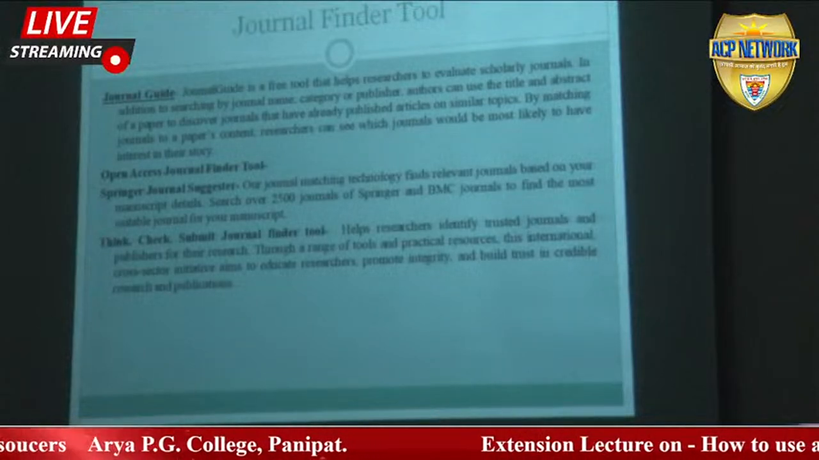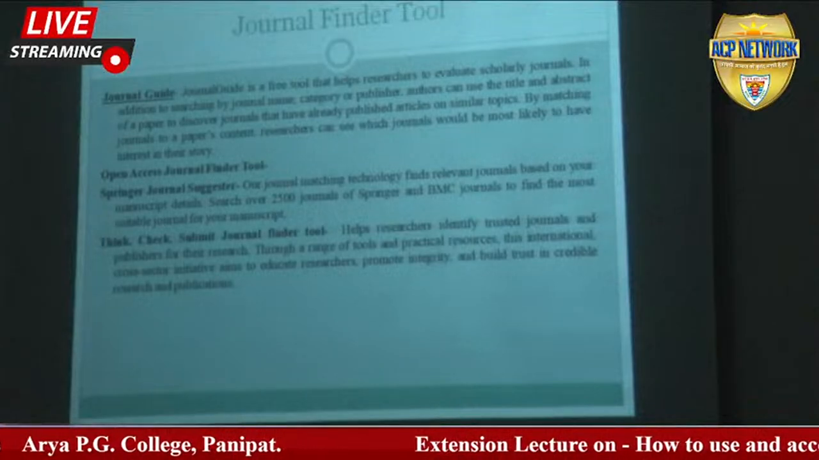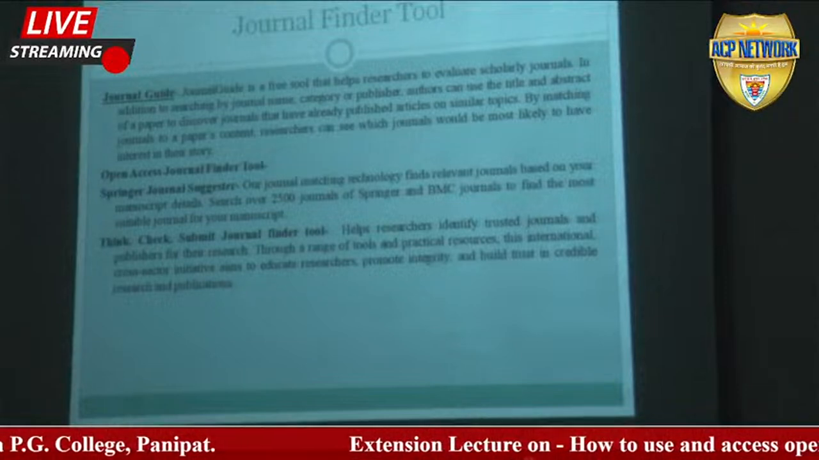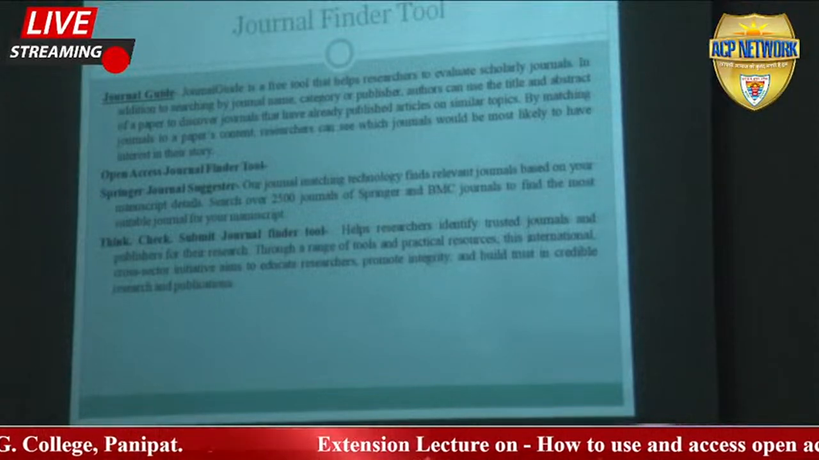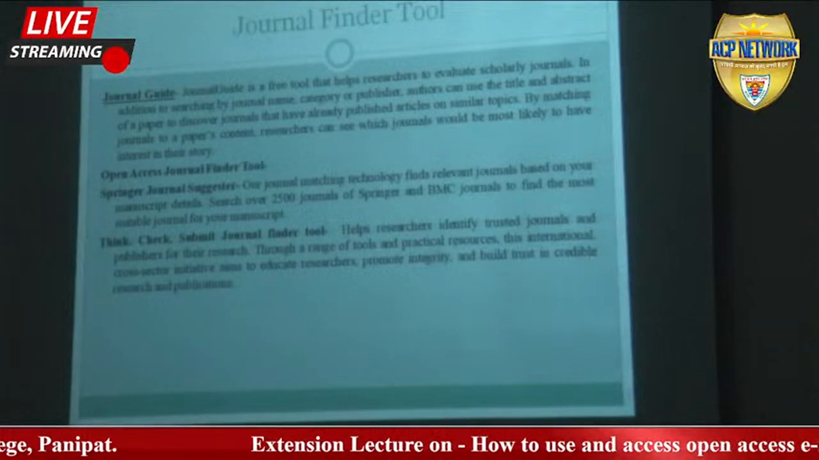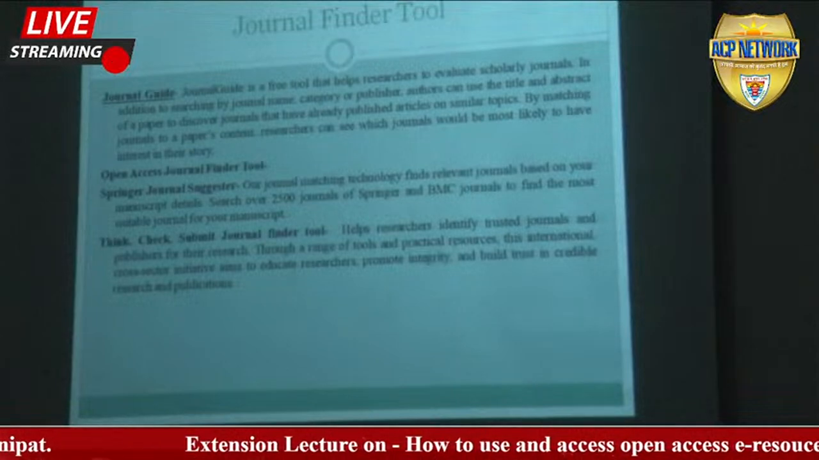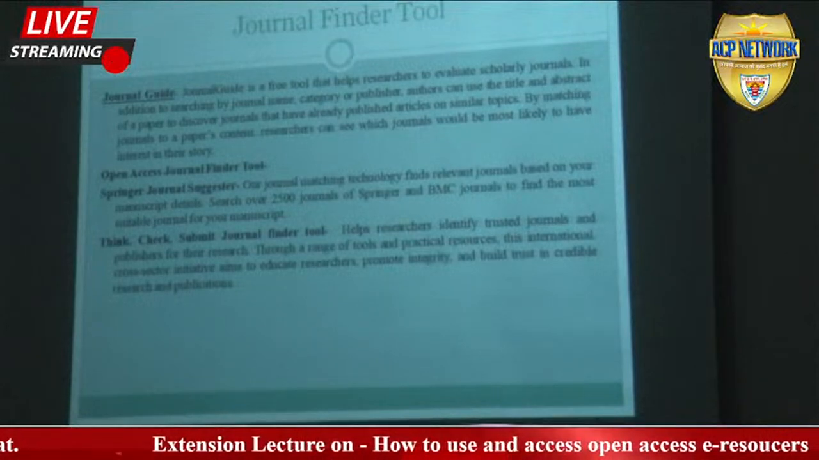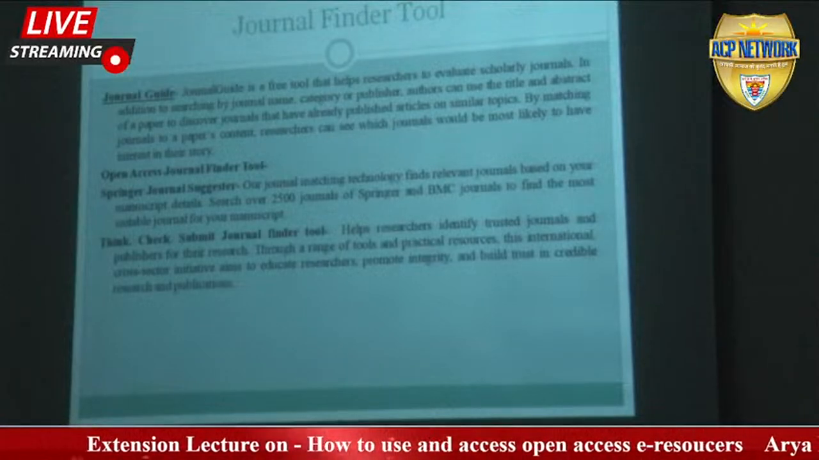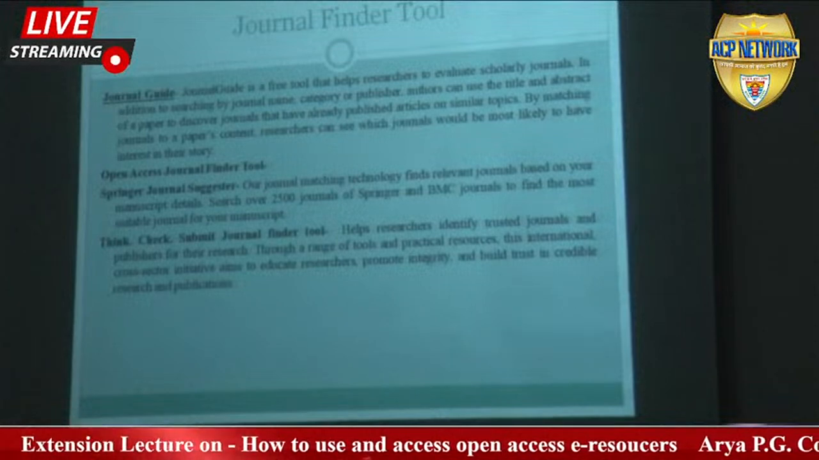After that, the open access journal finder tool. The open access journal finder tool will help to find journals which openly publish research papers on an open access portal, because not all journals are openly accessible; some have restrictions as per the publisher's requirements. Sometimes if we submit our research paper to Springer or Taylor and Francis, it depends on the publisher's rights whether your paper will be published in the paid version.